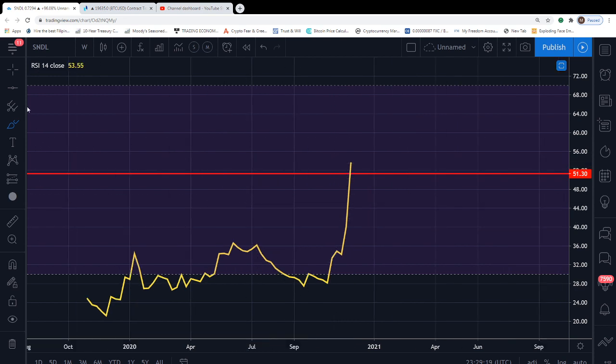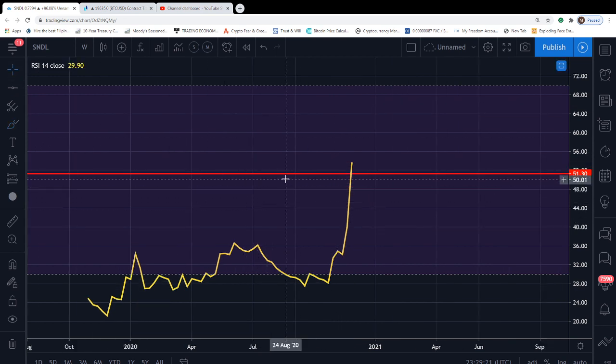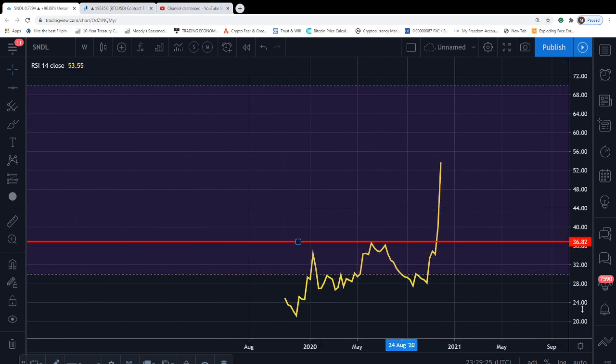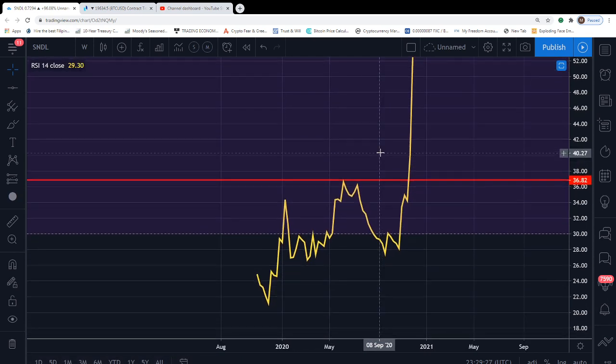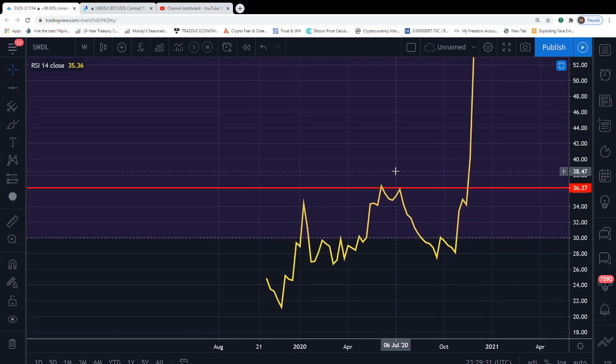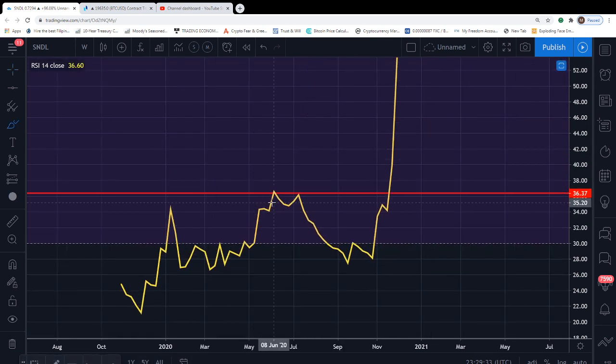Now, I'll actually move this line down a bit here and move it down to the previous level of resistance on the weekly. I mean, this looks really good, guys. I have to say this looks really, really good. The previous level of resistance on the weekly can be identified here near the 36 level on the RSI for this SNDL symbol. So this looks really good.